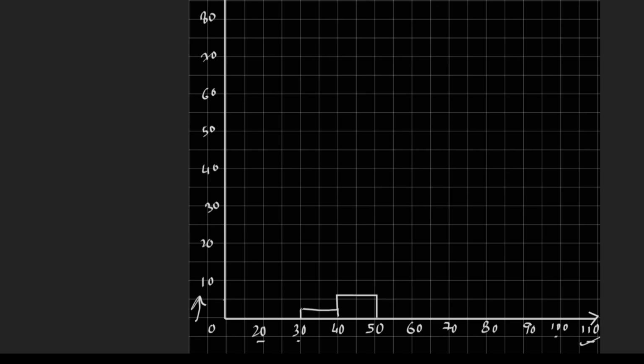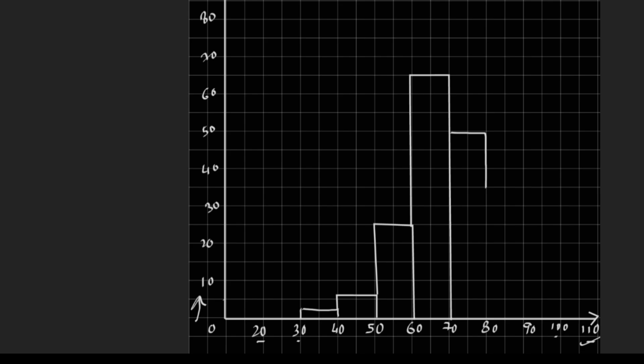For the next one, the frequency is 25. So 25, we will understand, is just between 20 to 30. So we will take between 20 to 30 and construct the next class interval, that is 50 to 60. Just a minute. Yes, this one is the 25 frequency for the class interval 50 to 60. Now for the next one, 60 to 70, the frequency is 65. So we will go till 65 and we construct the histogram for the 60 to 70 class interval. For the next class interval, the frequency is 50. So we will come down.